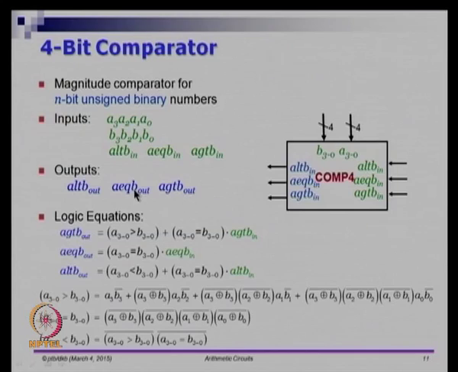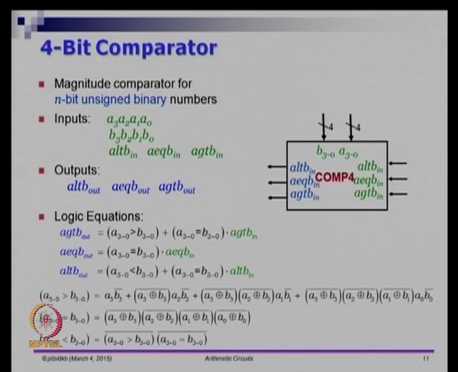So, a 4-bit comparator is a more general circuit. This general circuit can give you 3 outputs: whether A is less than B, A is equal to B, or A is greater than B. This is something that you did in your Verilog assignment also.